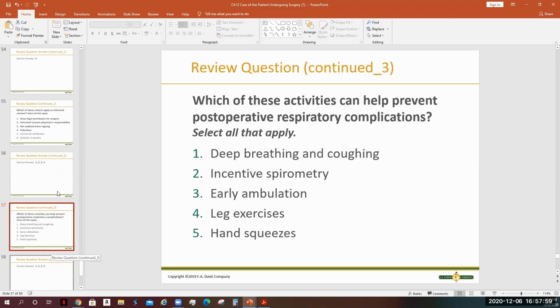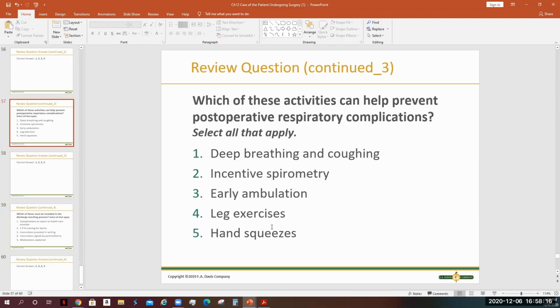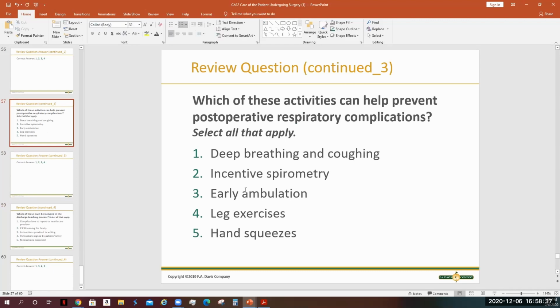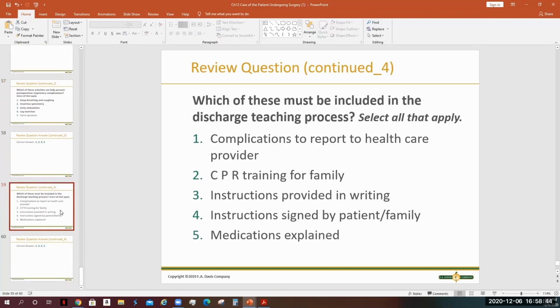Which of these activities can help prevent post-operative respiratory complications? Number 1, deep breathing and coughing. Oh yes, that's great. Incentive spirometry, yes. Number 3, early ambulation. Yes, highly recommended. Number 4, leg exercises. Absolutely can help with that. And 5, hand squeezes. I don't think so. I think the answer is 1, 2, 3, and wait a minute. Let me just check which can prevent. Actually, wait a minute. 1, 2, 3, 4. Okay. So it is 1, 2, 3, and 4. That's correct.